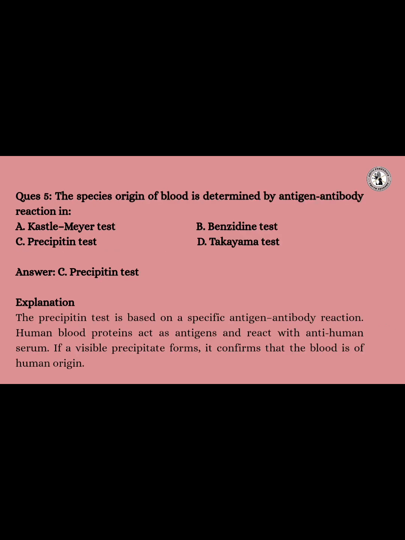Our next question is, the species origin of blood is determined by antigen antibody reaction in option A, Kastle-Meyer test, B, Benzidine test, C, Precipitin test, D, Takayama test. Answer is C, Precipitin test. Explanation: the Precipitin test is based on a specific antigen antibody reaction. Human body proteins act as antigens and react with anti-human serum. If a visible precipitate forms, it confirms that the blood is of human origin.